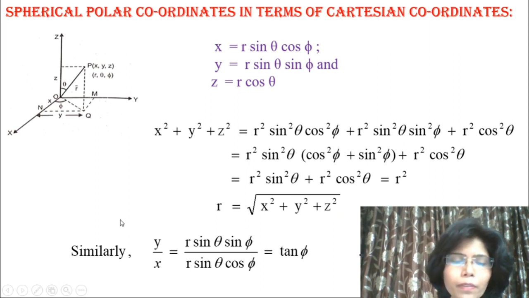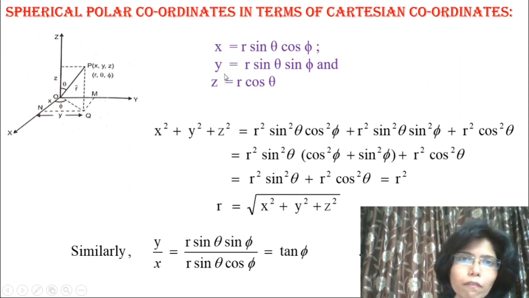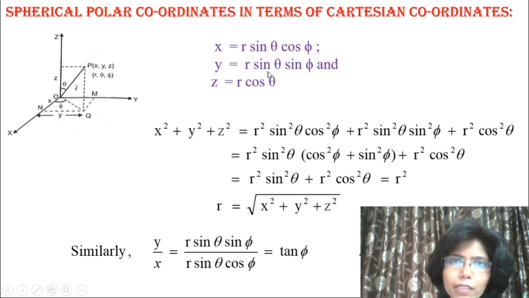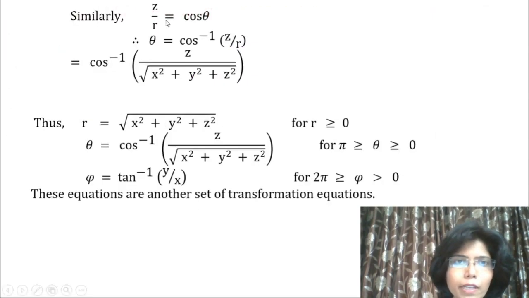If we take the square root, then r is equal to square root of x square plus y square plus z square. Fine. Similarly, if we take the ratio of y upon x, then y is r sin theta sin phi and x is r sin theta cos phi. r sin theta will get cancelled. We'll get sin phi upon cos phi as tan phi. And if we want to find the value of this phi, then we can write phi as tan inverse of y upon x. Similarly, z upon r is cos theta. So theta is equal to cos inverse of z upon r, which is again square root of x square plus y square plus z square.